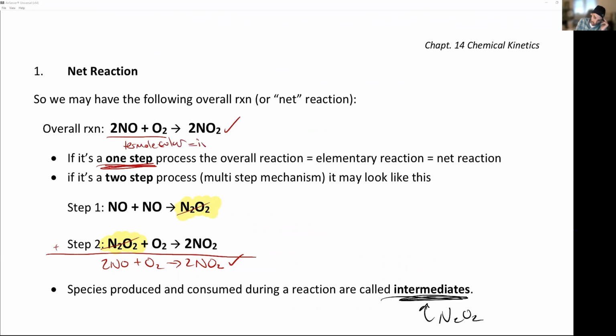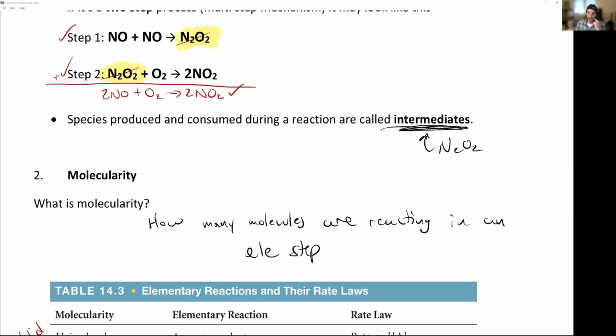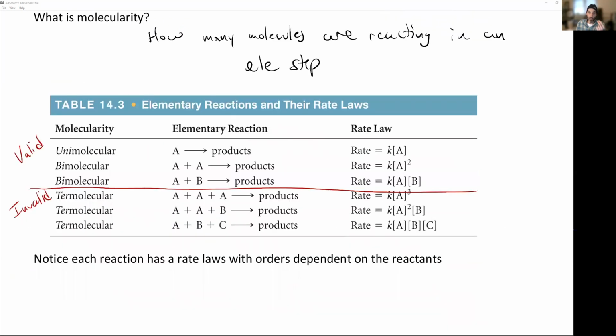So that makes it invalid. Okay. But step one, that's okay because that's NO plus NO, that's bimolecular. N2 plus O2 yields bimolecular. So both of those check out. That is okay in terms of molecularity. So all of your single steps have to be uni or bimolecular.